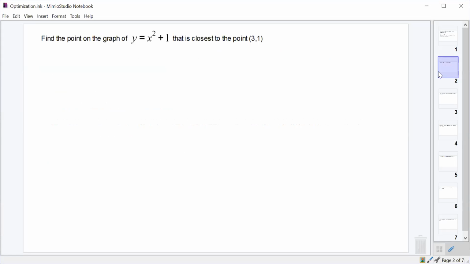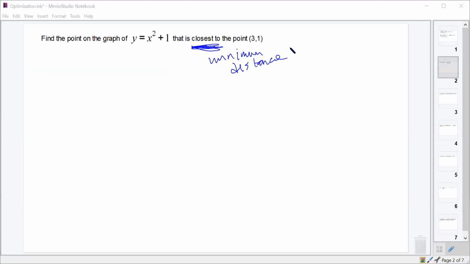So first question is, are we trying to find a minimum or a maximum of something? Minimum. Right, we're trying to find the minimum distance between this function and this point. So what we need to do is write an equation that represents the distance between that point and that function.